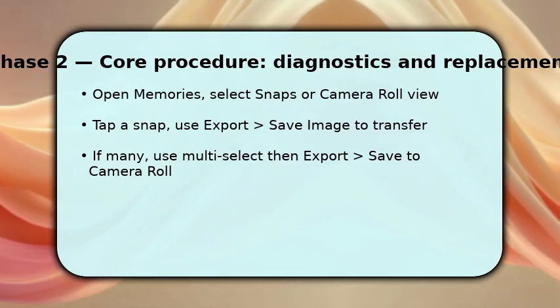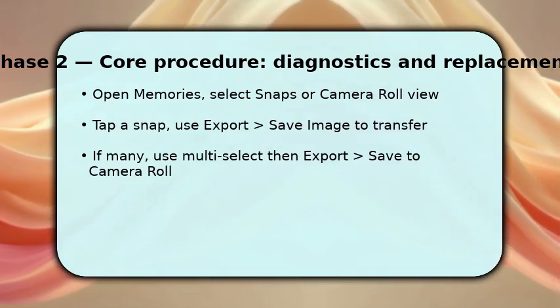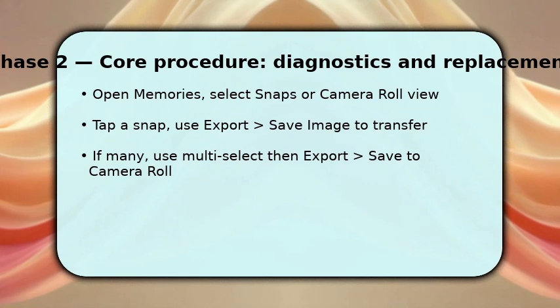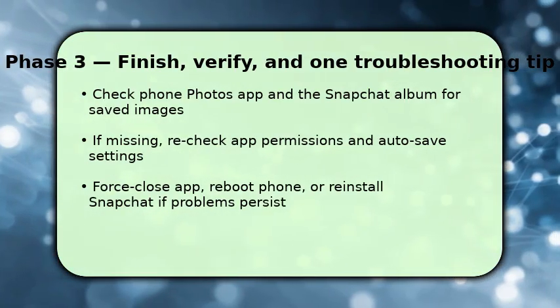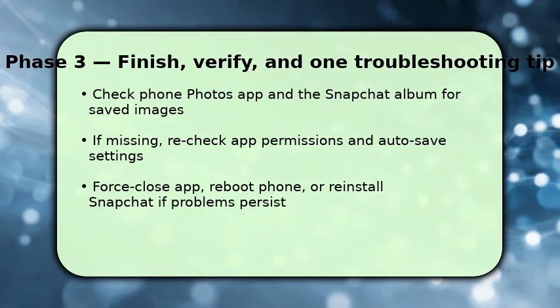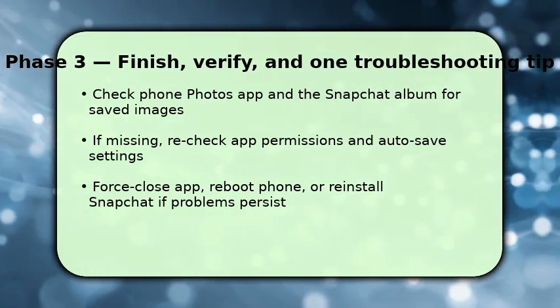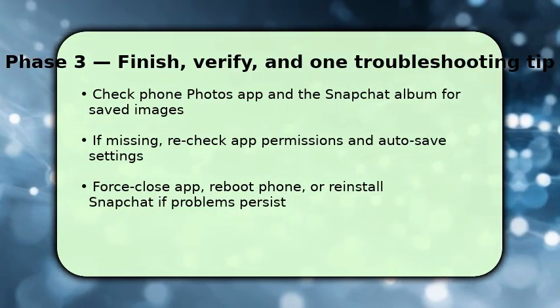Finish by verifying the saved photos appear in your phone's Photos app and in the Snapchat album if present. If images are missing, double-check Snapchat's autosave setting and confirm photo/storage permission in system settings. Permissions are the most common blocker.